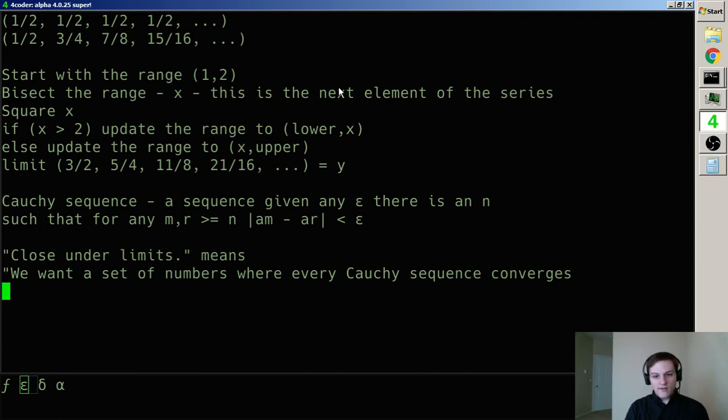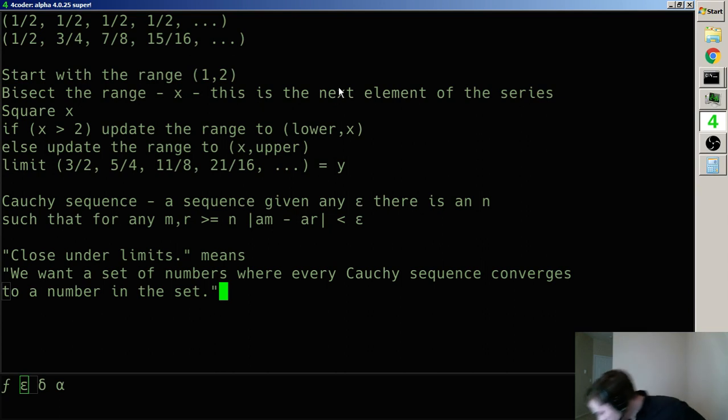We want a set of numbers where every Cauchy sequence converges to a number in the set, right? That's what I mean by closed under limits. So anytime I have a series where the points are getting closer and closer to each other, that should also be a sequence that converges to something in my set. That's the idea.